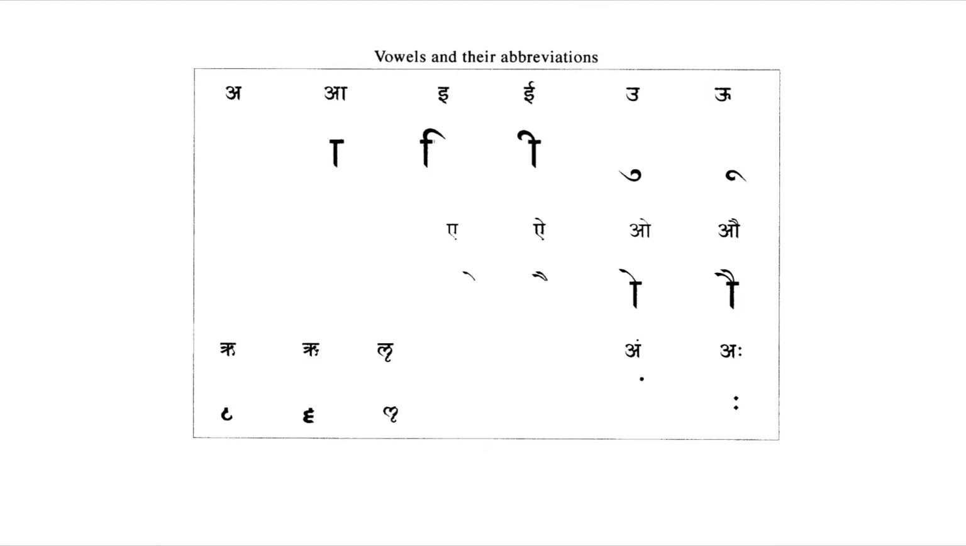Again, the vowels and their abbreviations. The vowel sound a is included. There's no symbol for the vowel sound a. The vowel sound ah is an extra vertical. The vowel sound e is a preceding vertical with a loop over the top. Ai is a following vertical with a loop over the top. U is a loop placed underneath the letter going to the left. U, a loop placed underneath the letter going to the right.